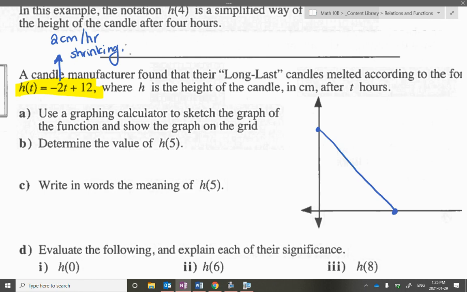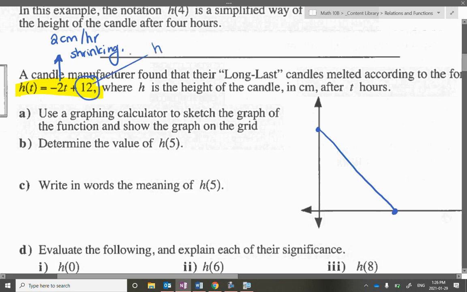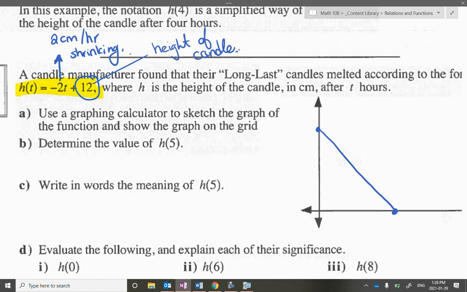Like, why would it be 12 and not 14 or not 16 or 22? What else about the scenario could that be coming to? That's going to be the height of our candle. So you guys are all doing physics right now in science. When I have a speed, which is centimeters per hour, times time, speed times time gives us what? Distance. So that's how much it's shrinking overall, distance.